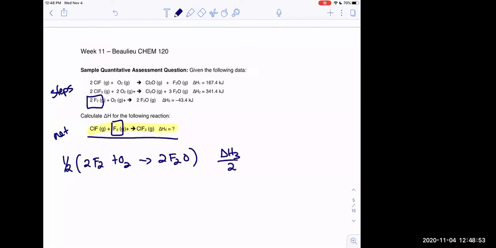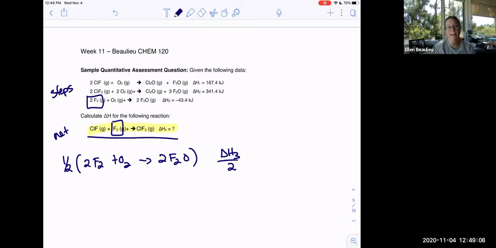So you want reactants from the steps to match up with reactants from the net. If it's a reactant on one side, you want it to be a reactant on the other, or the opposite. That was kind of my question from earlier that I'm confused on.